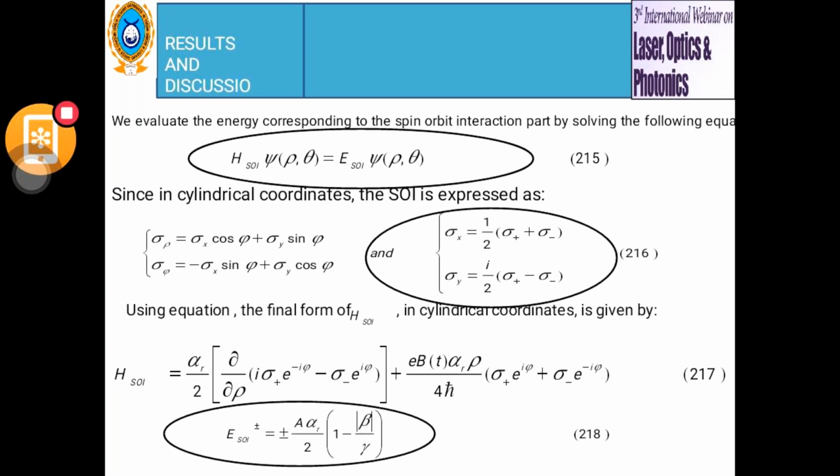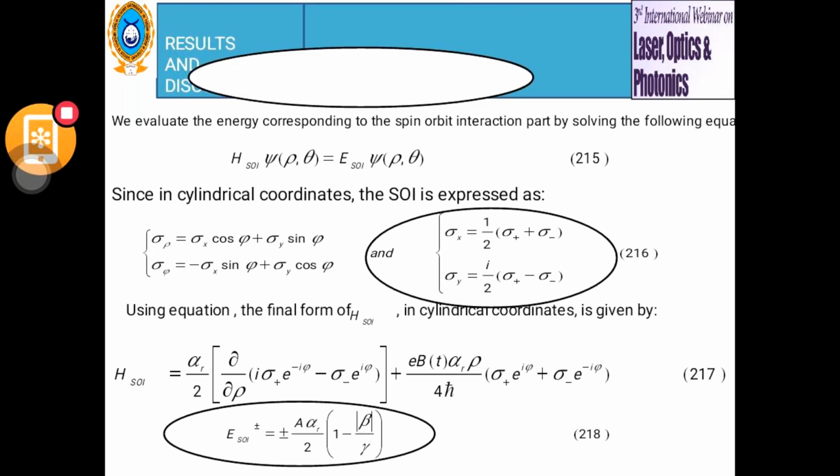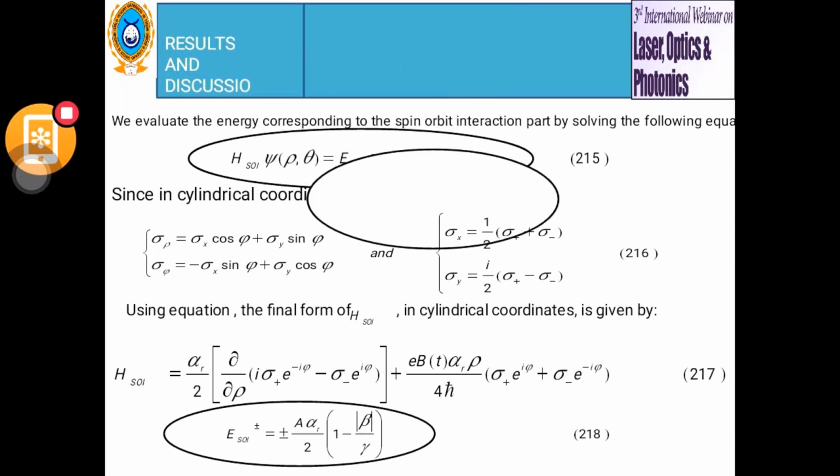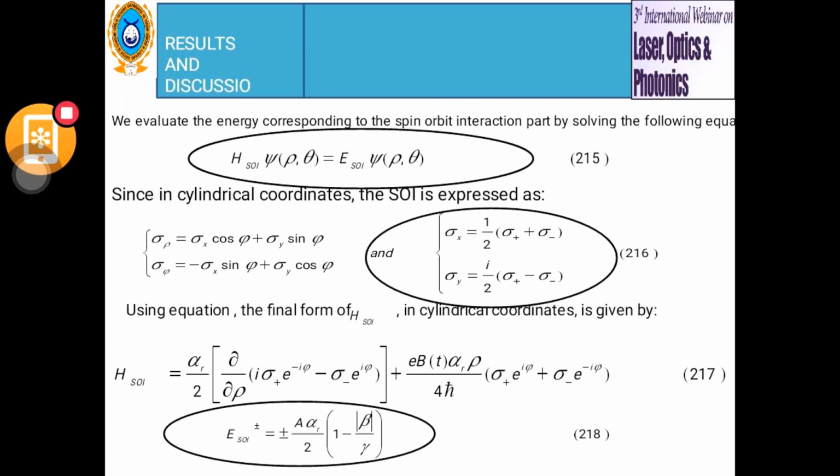After obtaining our energy, we have now the cylindrical coordinate form of the spin orbit interaction given in equation 216, where sigma x and sigma y represent the Pauli matrices. So we have here in equation 215 the Schrödinger equation linked to the spin orbit interaction part. In equation 216, the transformation of these Pauli matrices in cylindrical coordinates, and then in equation 218, we have the energy linked to the spin orbit interaction part.